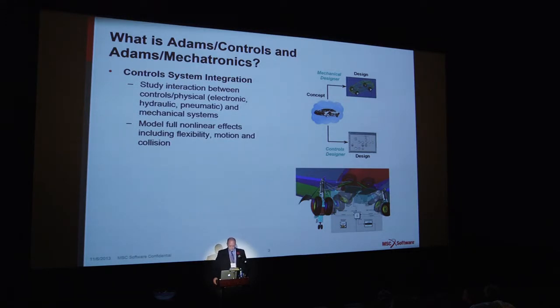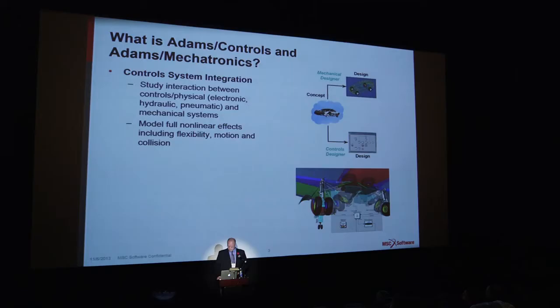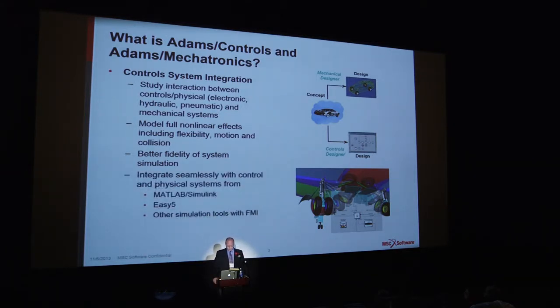We want to be able to model full nonlinear effects, including flexibility, motion, and collision, and overall provide a better fidelity of the system simulation as a virtual prototype. So currently we integrate seamlessly with control and physics-based systems from Simulink using the S-function method, and then Easyvibe, which is our physics-based 1D solution. I'll talk a little bit more about that in a couple minutes. And now we can also integrate seamlessly with other simulation tools using the FMI standard.